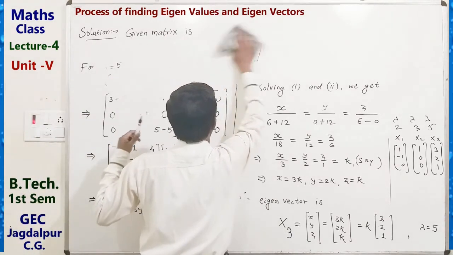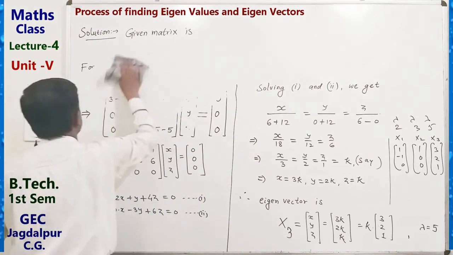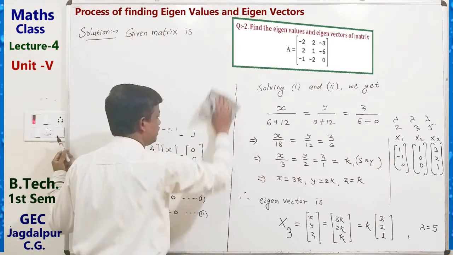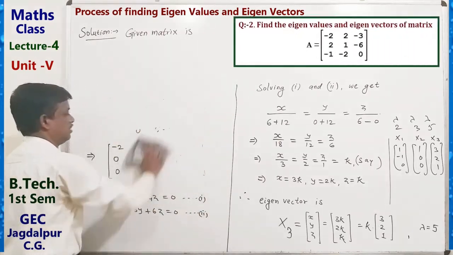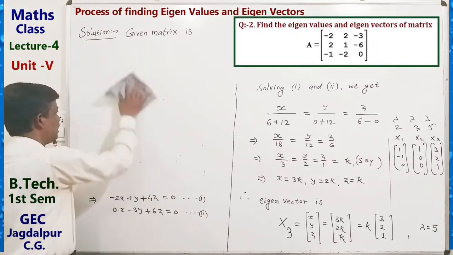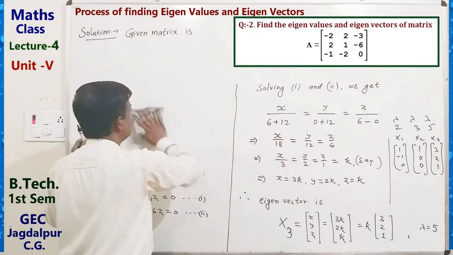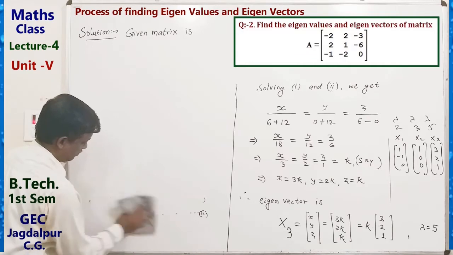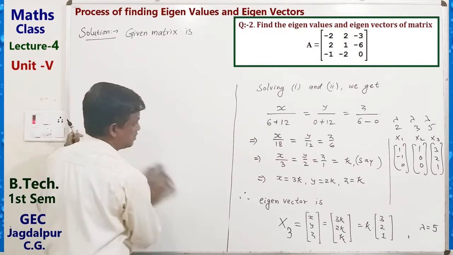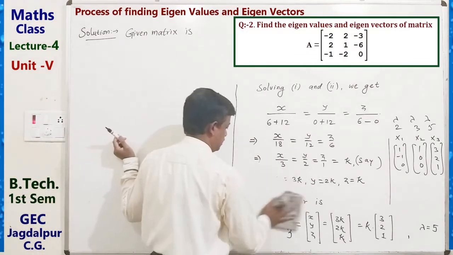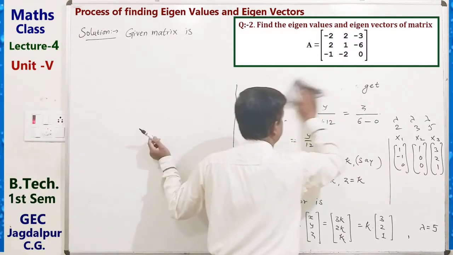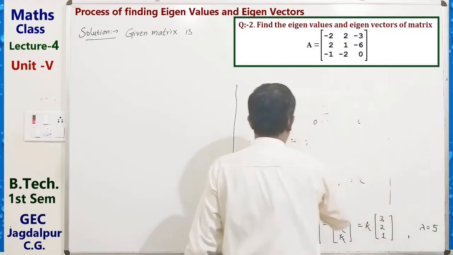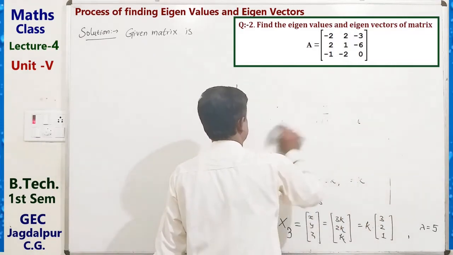Now take another question, for when we get equal eigenvalues. So here, distinct eigenvalues, so all these are linearly independent eigenvectors. Okay. So here just the same process will be followed for finding eigenvalues and eigenvectors.